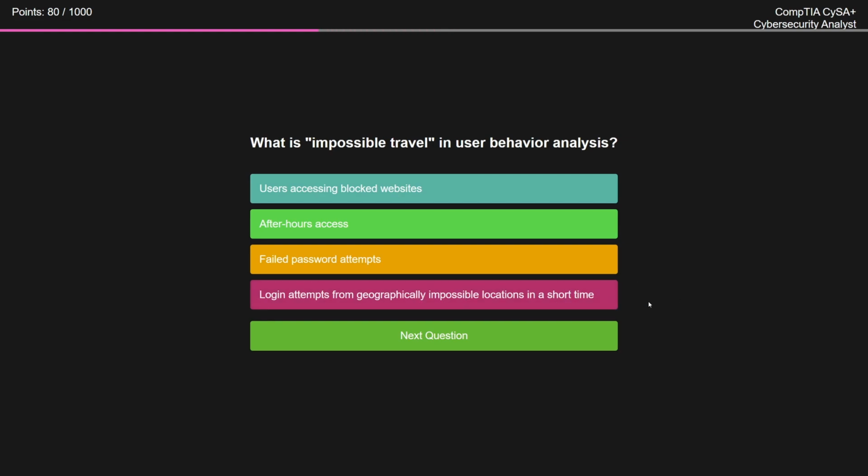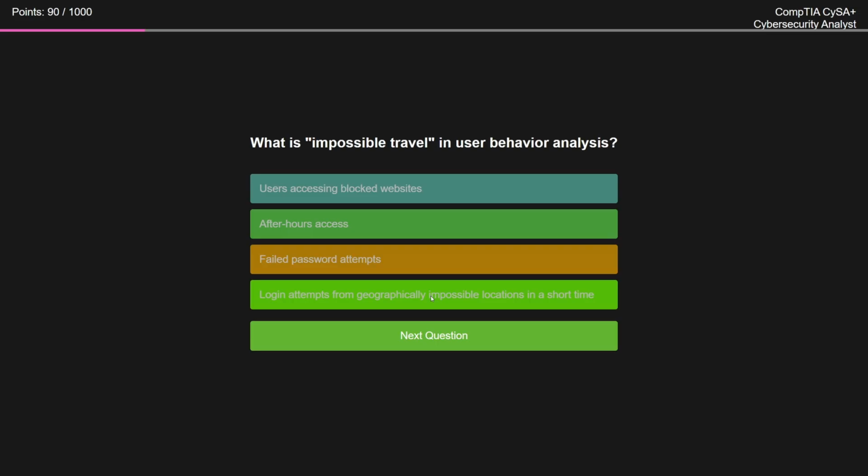So, for this one, it's going to be login attempts from geographically impossible locations in a short time. The reason they say travel is because of geographical. Because it might be from, like, Russia, and you're in the United States. So that's going to be like, how is he all the way in Russia whenever he's supposed to be in the United States? That's why the other ones are wrong, because this one's saying how he's in a different location.